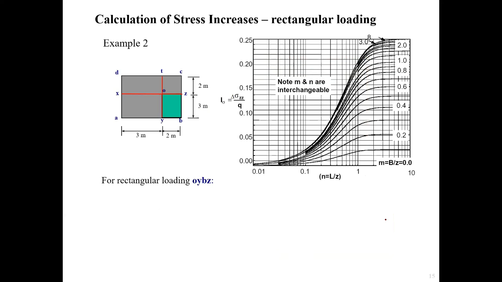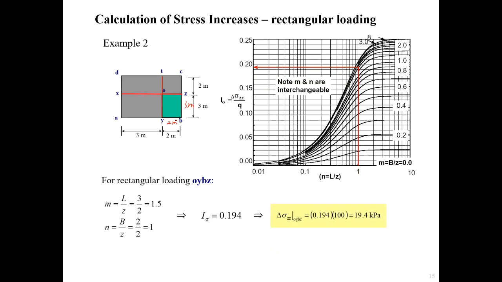And finally, for the rectangular loading OYBZ. This time the L, that's 3 meter. And B, that's 2 meter. So M equal to 3 divided by 2, that's 1.5, and N, that's 1. So again, we're able to pick out the influence coefficient is this value, and that's our stress increase for this loading area.